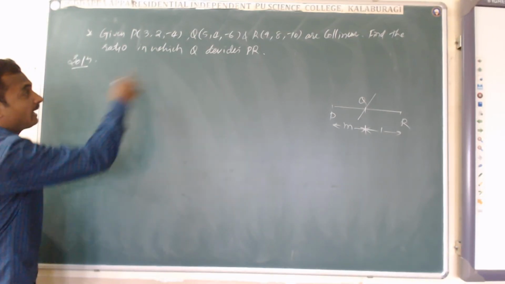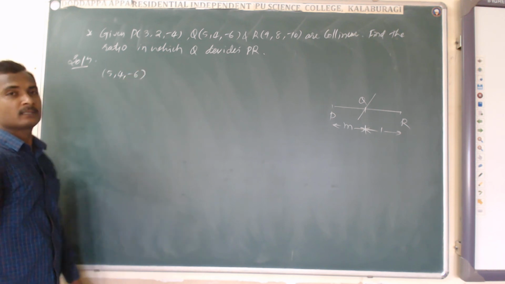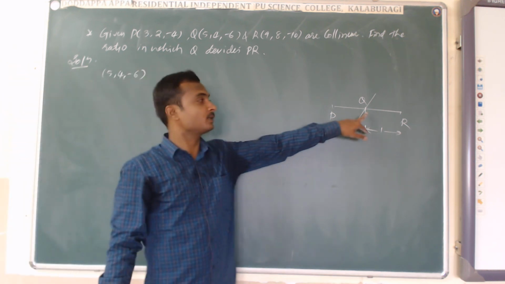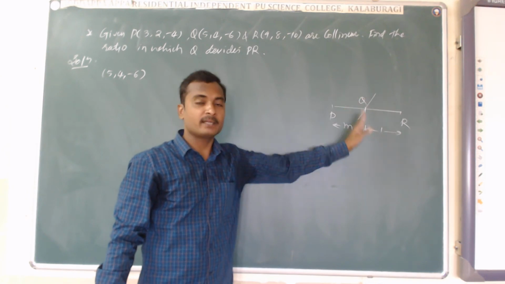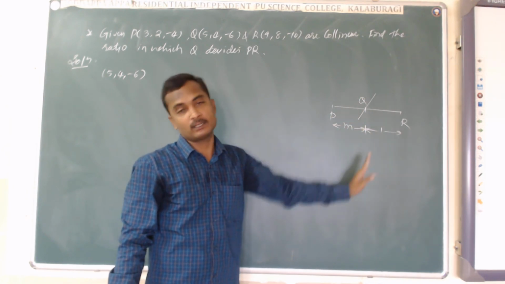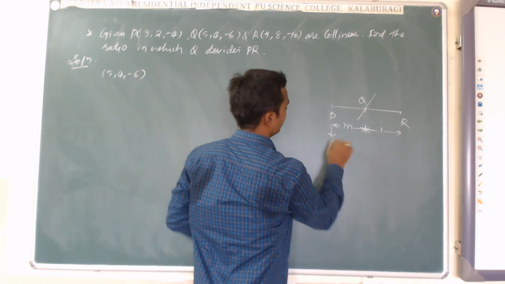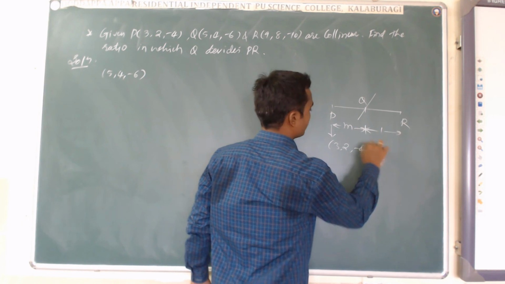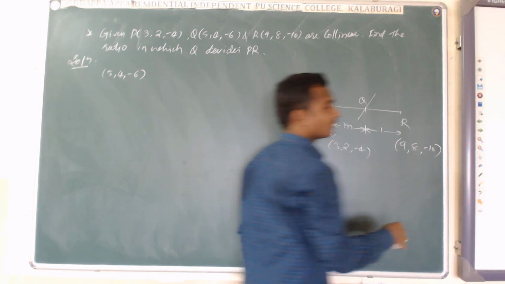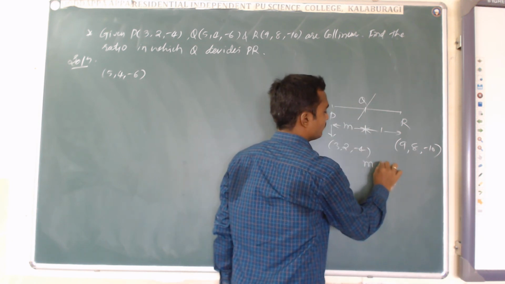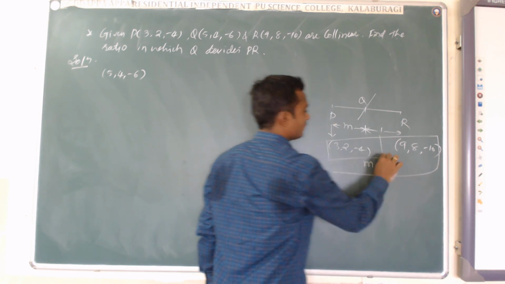You see here, 5, 4, minus 6 is nothing but this point Q, which is already given as the point of internal division. The coordinates of the point P are 3, 2 and minus 4. The coordinates of Q are 9, 8, minus 10. The ratio is m is to 1. It means we have to use this information.